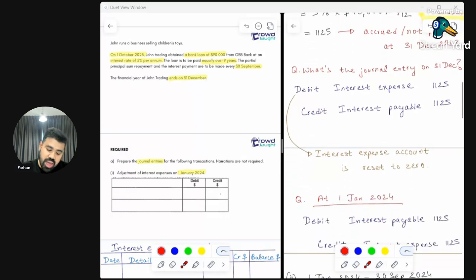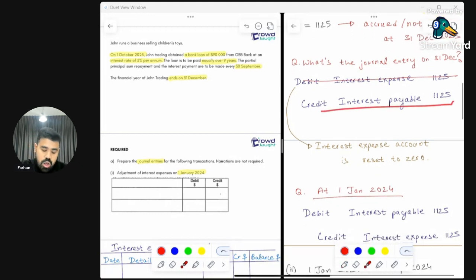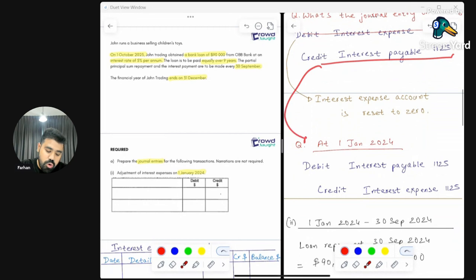Now, having said that, we understand that this interest expense account would be transferred as a closing entry to the income summary, and therefore this interest expense account in itself would be reset to zero. So what we will be left with is going to be the interest payable account. The interest payable account is what will be carried forward on 1 Jan 2024. So at 1 Jan 2024, let's see what's going to happen.